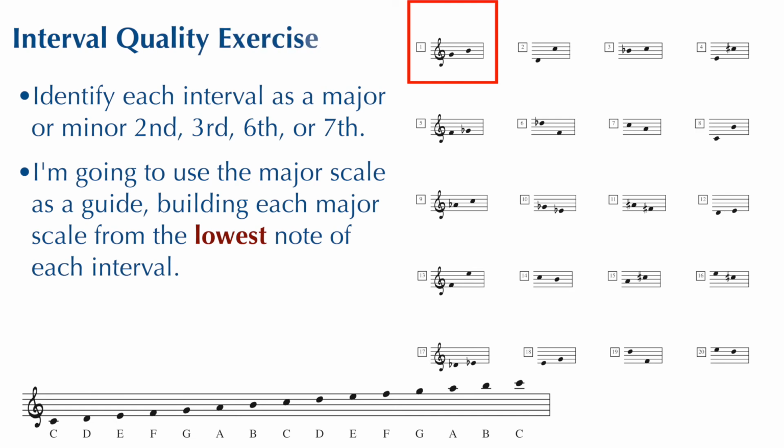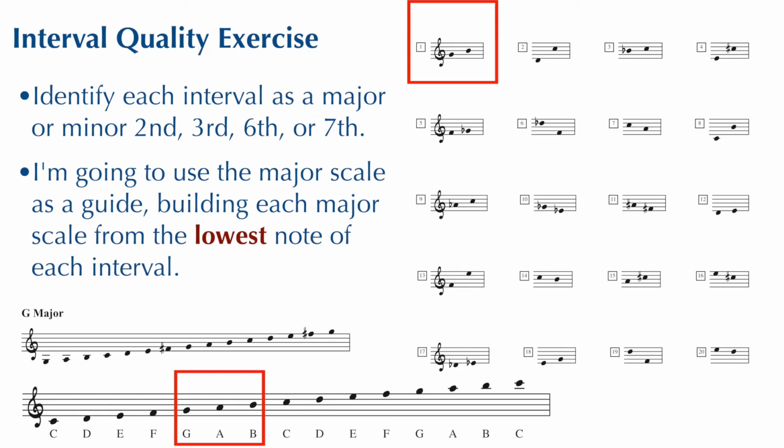So number 1, we have G going to B. So first of all, figure out what interval that is. So G, A, B, that's 3 notes, so that's a third. Next, construct a G major scale. G, A, B, C, D, E, F sharp, G. So that B does belong in the G major scale, so that is a major third.